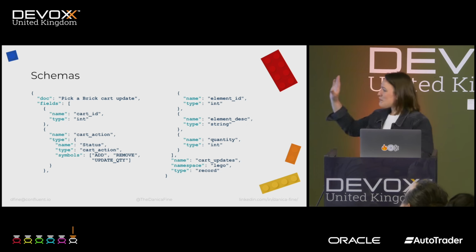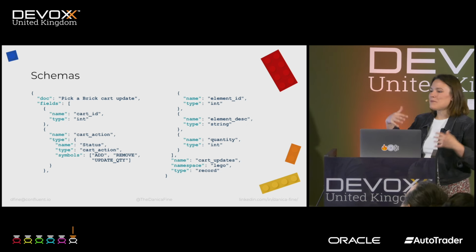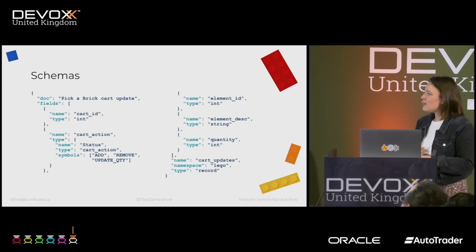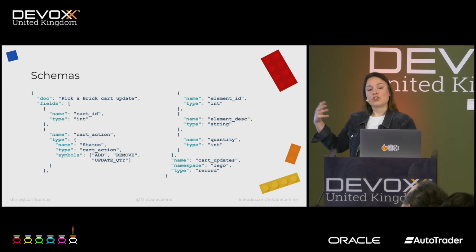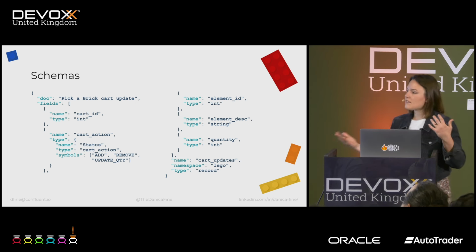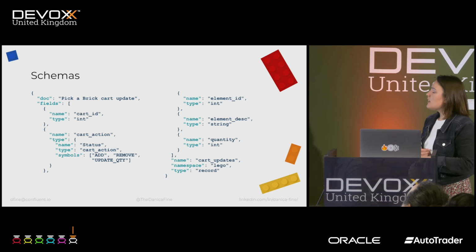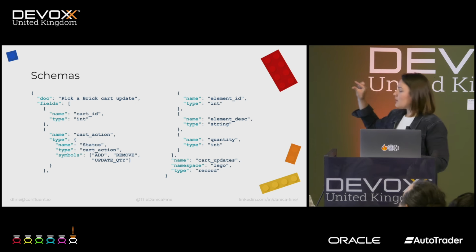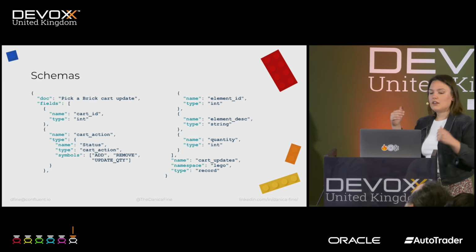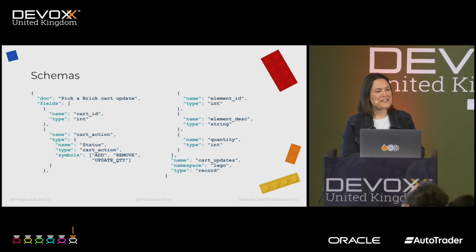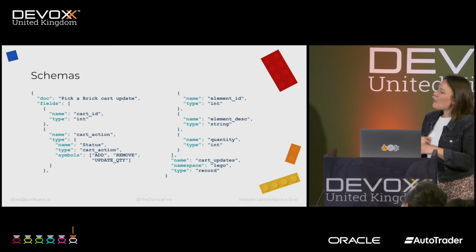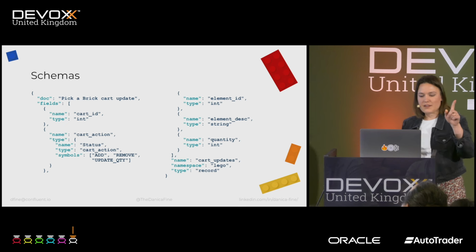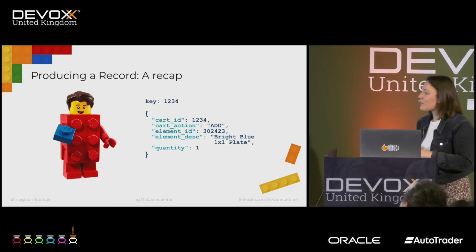So here's a pretty basic Avro schema that describes these events that we're just talking about. We have our cart ID, the particular action that we're dealing with, whether we're adding something or removing or updating a cart, the particular element ID for the pick a brick feature, the unique Lego element, its description, and the quantity. And you might be thinking to yourself, all you schema naysayers, that it's one thing to know what your data should look like, and another thing entirely to enforce it, and you're right. We'll get to that later on. But for now, let's get that record into Kafka.